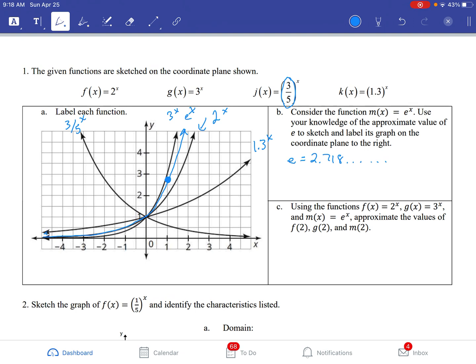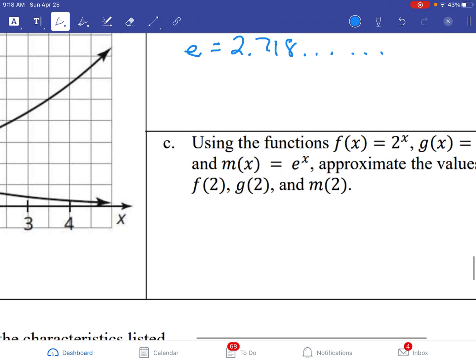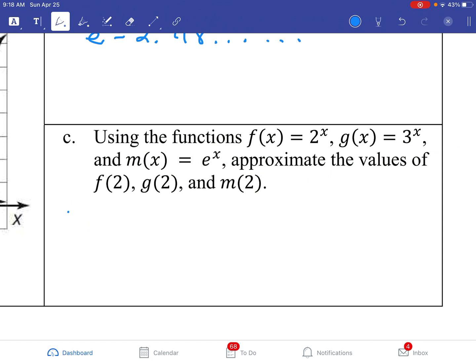For part C, using the functions f of x equals 2 to the x, 3 to the x, and e to the x, what are the values for each one of those functions where the x value is 2? So all you're doing here is putting 2's in for the x values. You have 2 to the second, which would be 4, 3 to the second, which would be 9, and e, let's figure out what e to the second would be. It would be 7, oops, I wrote a 4, silly, 7.39. So you're just finding the values where x is 2, raising each of those to the second power. Now for e, you'd have to use your calculator because it makes the most sense.